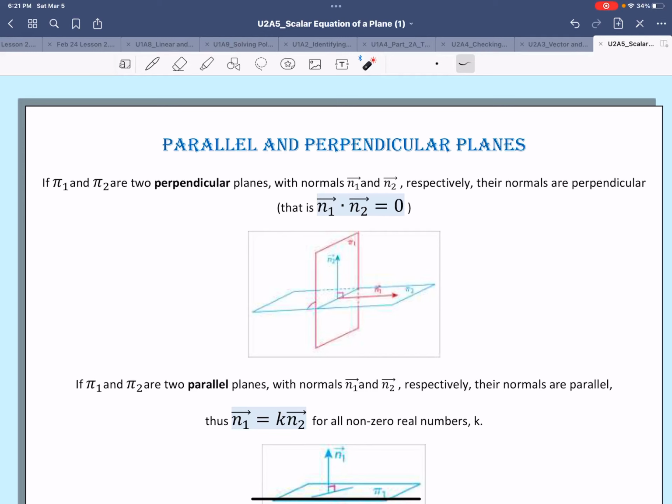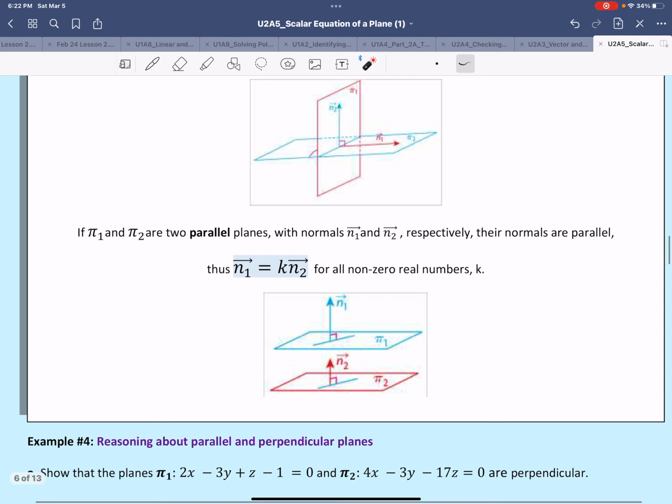Welcome back to lesson U2A5. We're going to take a look at parallel and perpendicular planes. We're going to say that two planes, pi 1 and pi 2, are perpendicular to each other if their normals make a 90-degree angle. If two normals make a 90-degree angle, it means that their dot product must equal 0.